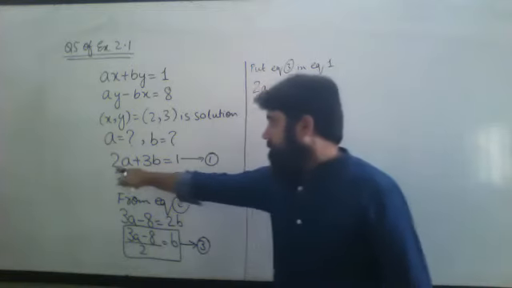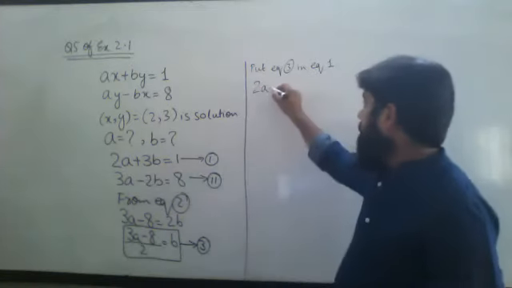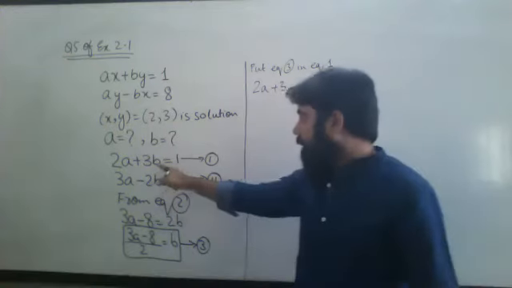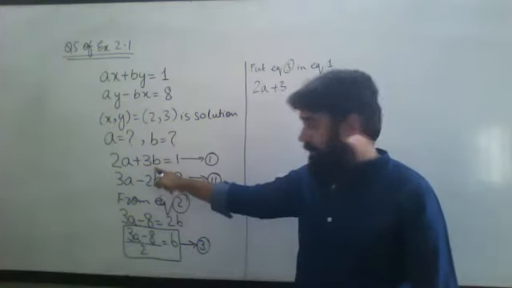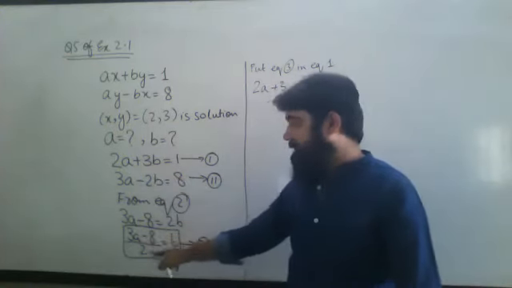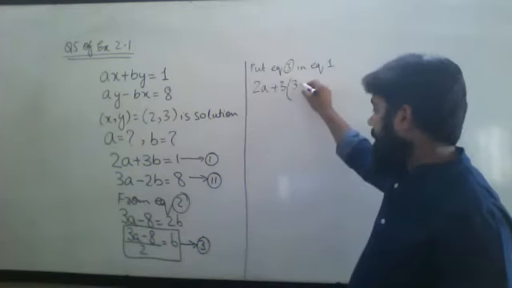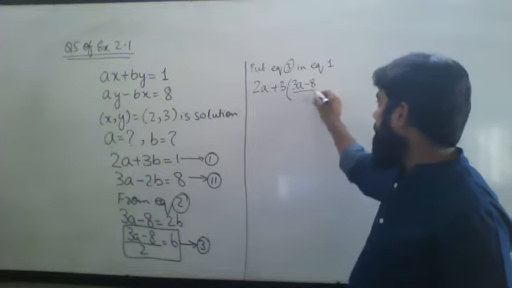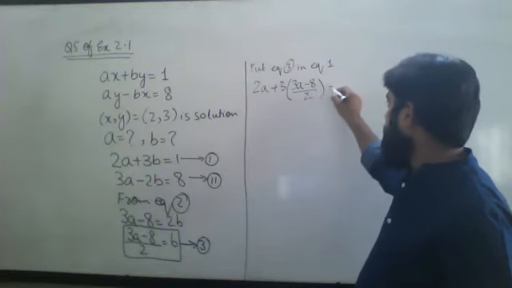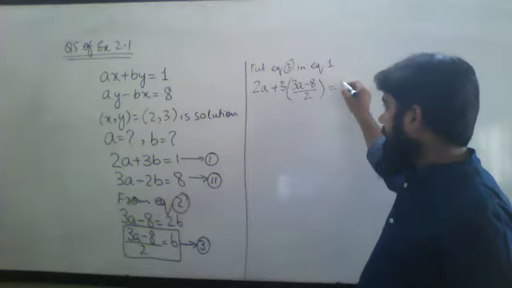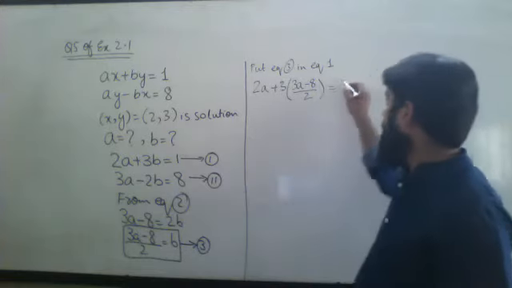2a plus 3. Now I will not be writing b. I will be writing (3a minus 8) over 2. So the whole equation will be in one variable form, equals to 1.